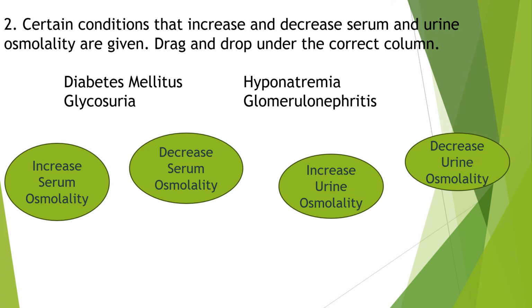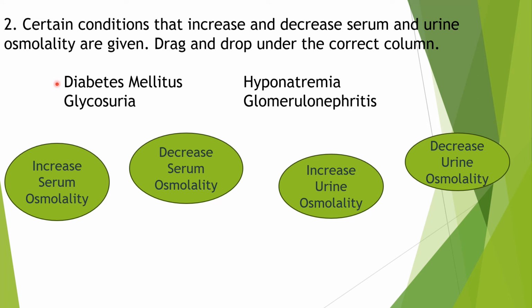Second question, certain conditions that increase and decrease serum and urine osmolality are given. Drag and drop under the correct column. The conditions are diabetes mellitus, hyponatremia, glycosuria, glomerulonephritis. So where we need to put these conditions are increase serum osmolality, decrease serum osmolality, increase urine osmolality, decrease urine osmolality. First one, diabetes mellitus.